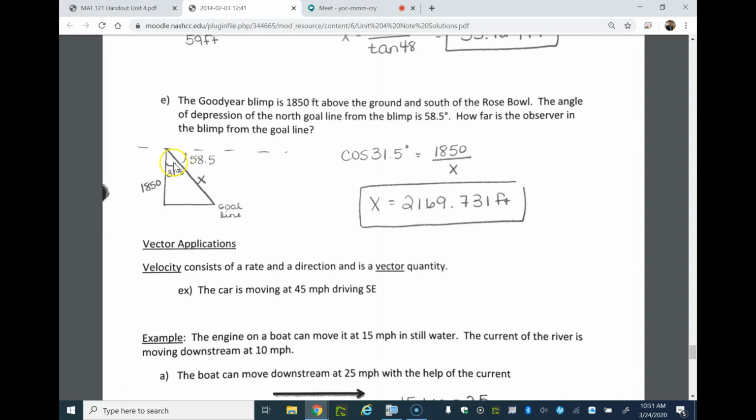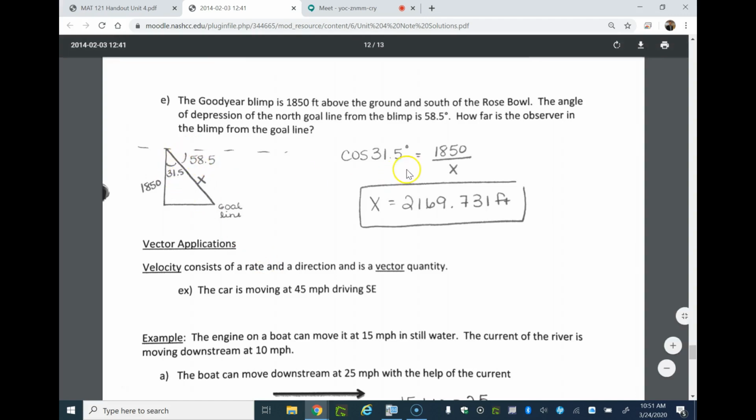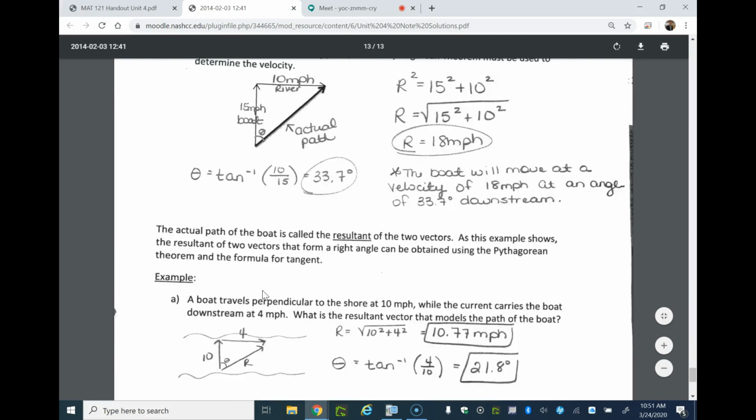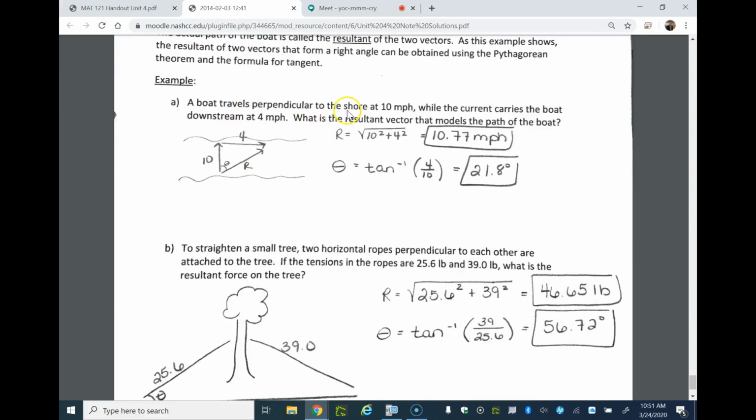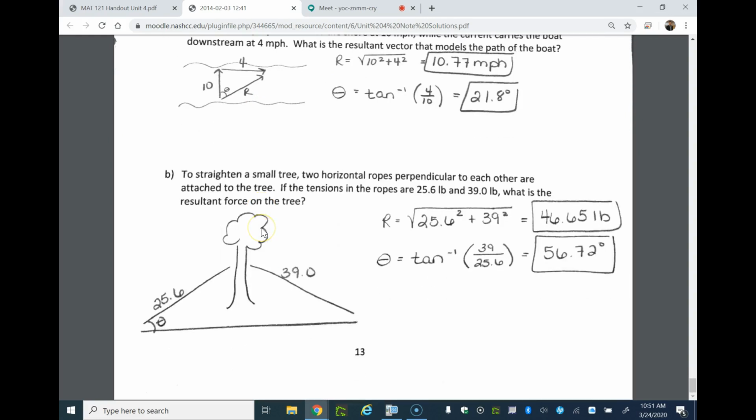So again, to get this other angle, they did 90 degrees subtract it to get 31.5. To put cosine here, it's on the bottom. Make sure you take this part and divide it here. So you can review the rest of these examples. Remember to read the word problem, set it up the way it needs to be set up, and then answer the questions.